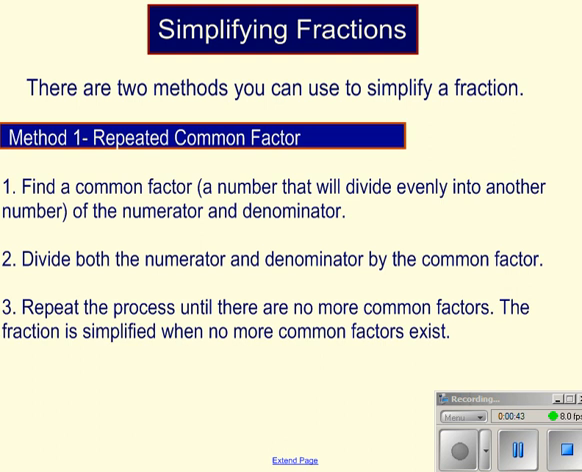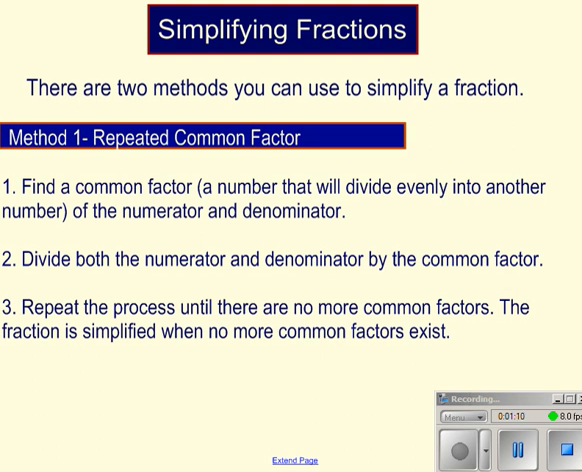The first method is using repeated common factors. The steps for this are: find a common factor, a number that will divide evenly into another number. And remember, it has to be a number that will divide evenly into both the numerator and the denominator. You divide both the numerator and denominator by the common factor, and you repeat the process until there are no more common factors. The fraction is simplified when no more common factors exist.